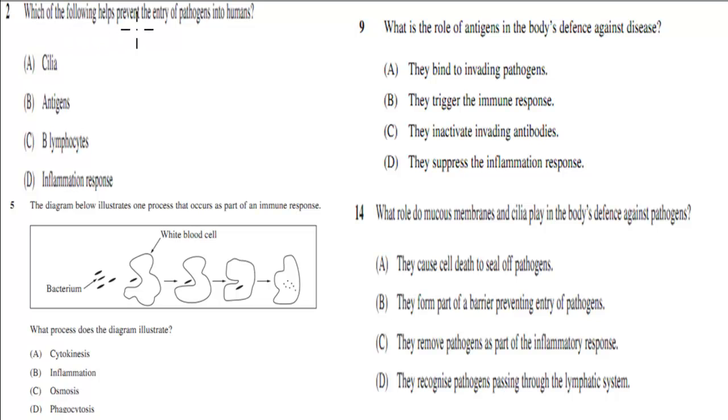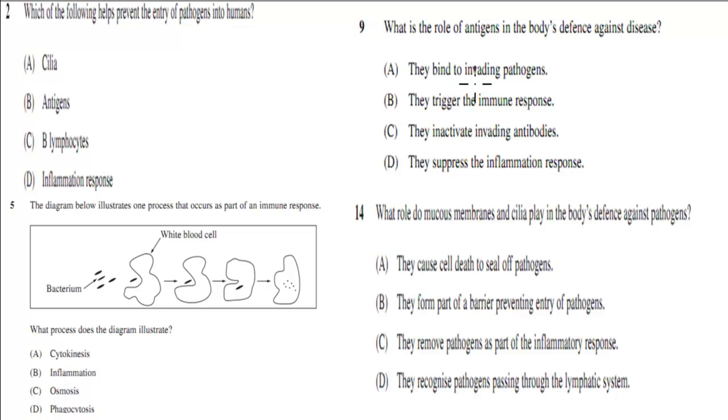Which of the following helped prevent the entry of pathogens into humans? A. Cilia, B. Antigens, C. Lymphocytes, or D. Inflammation response. Next one is the diagram below illustrates one process that occurs as part of the immune response. What process does the diagram illustrate? A. Cytokinesis, B. Inflammation, C. Osmosis, D. phagocytosis.